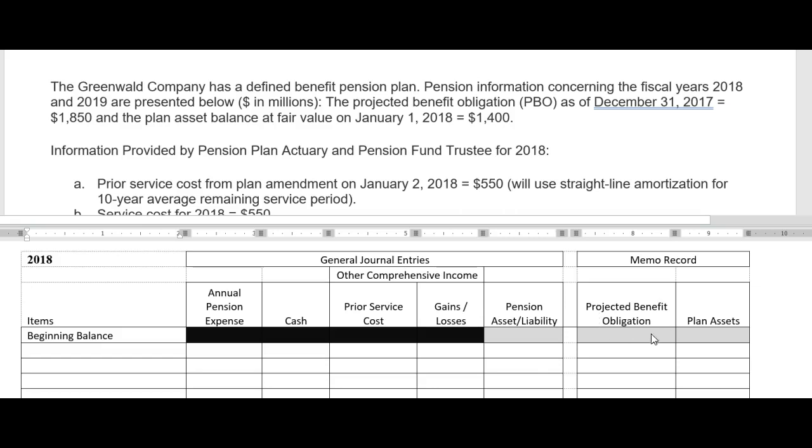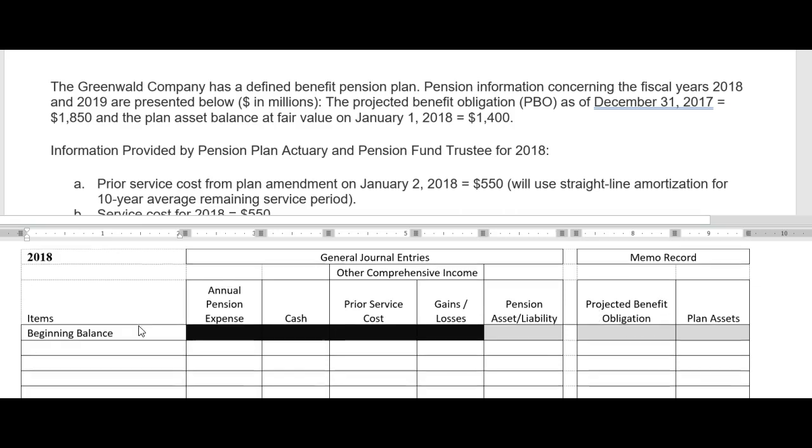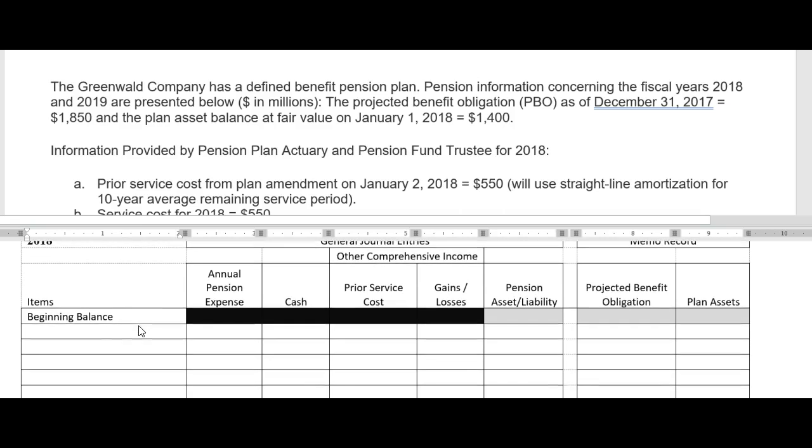Let's start with the projected benefit obligation. There are 5 things that really impact the projected benefit obligation that we'll see throughout this problem. 1, the service cost. The service cost is actually the cost of one more year of benefit. So our employees completed another year of working. That's the cost associated with all those employees that actually finished that year.